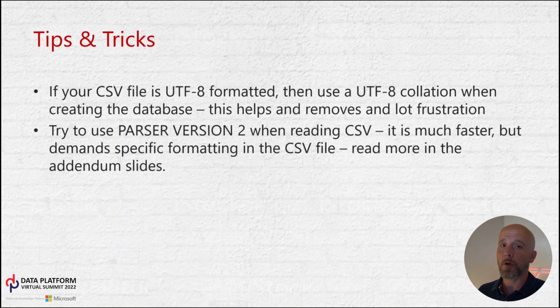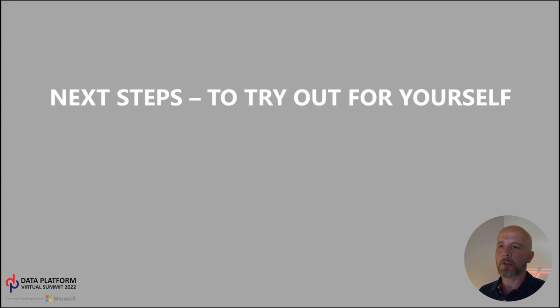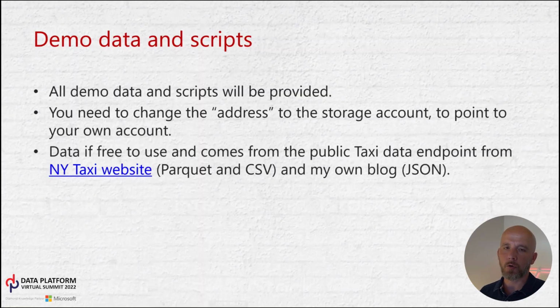So you can do this all by yourself. All demo data and scripts will be provided. You need to change the address of the storage account to point to your own account if you are copying the scripts directly, or if you're just right-clicking the files in your own blob storage, then the address will be changed accordingly. Data is free to use and comes from the public data endpoint, the New York Taxi website, for the Parquet and CSV, and the JSON file is from my own blog. So if you would like to use that, then by all means just go ahead and use it.